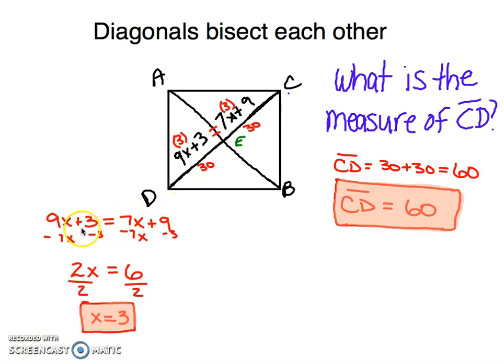When you solve for x, we set those two sides equal to each other, and you should have found that x equals 3. We were looking for the measurement of segment CD, so we then had to plug that 3 back into each of these, and you would get that this side was 30 and this side was also 30 because they are congruent. So our segment CD is equal to 60. Hopefully you found the same answer.